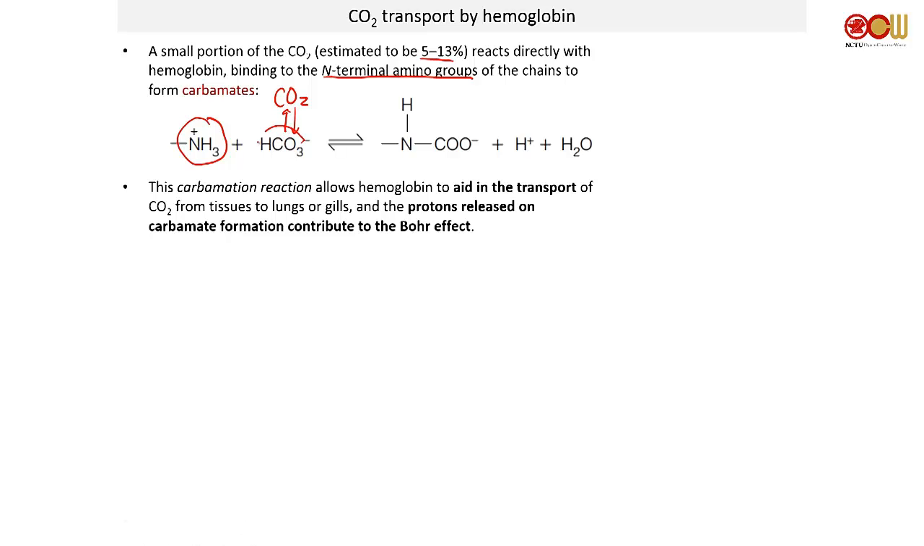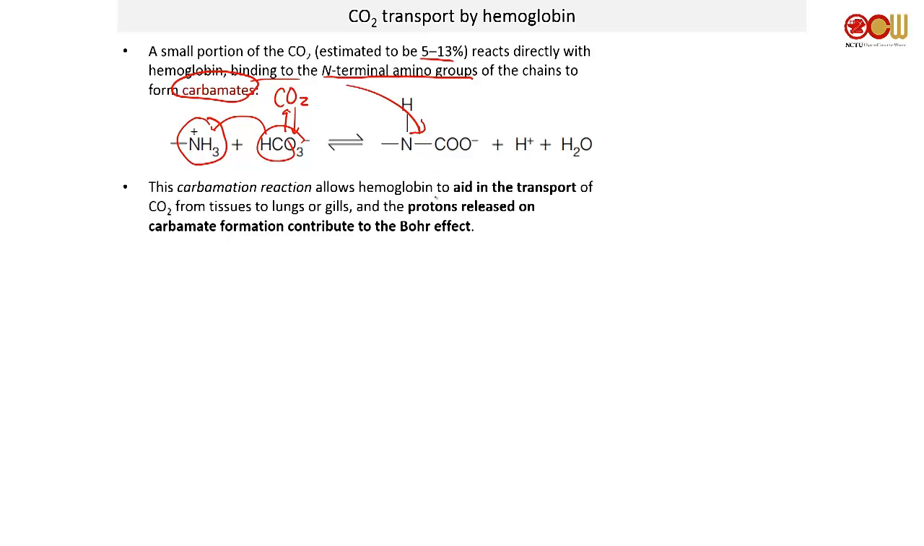Bicarbonate will react with your amino group, and then you can form this thing called carbamate. So that's what this thing is. This is a carbamate, and this carbamation reaction will allow hemoglobin to aid the transport of CO2 from the tissues to the lung or gill. If you're a fish, you have gills. If you're an animal, you have lung.